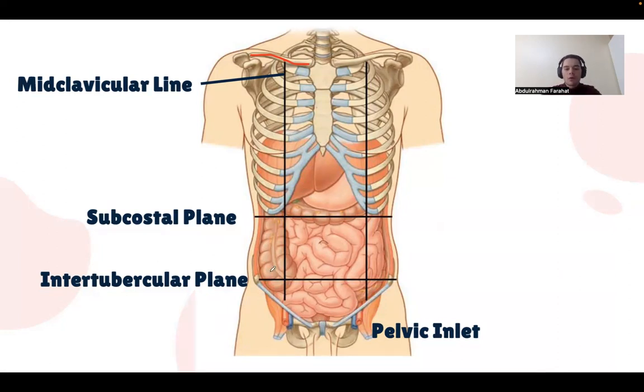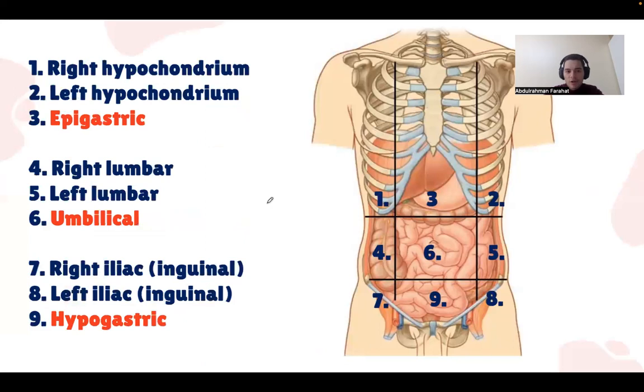And they also drew 2 horizontal lines, one at the subcostal plane. And so the subcostal plane would be the 12th rib. Just below it, there's a subcostal nerve, and they will draw a subcostal line there running horizontally. Similarly, the intertubercular plane, and essentially you'll end up with this image right here. And as we said, they divided it into 9 regions.